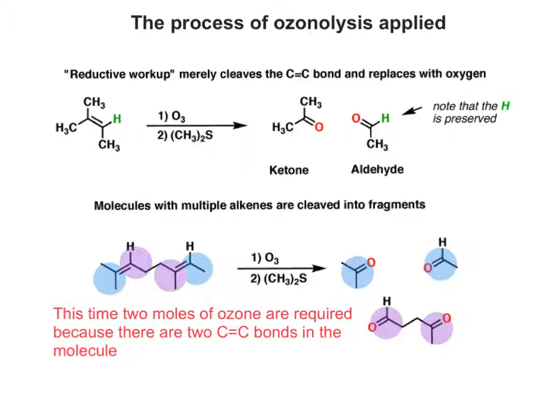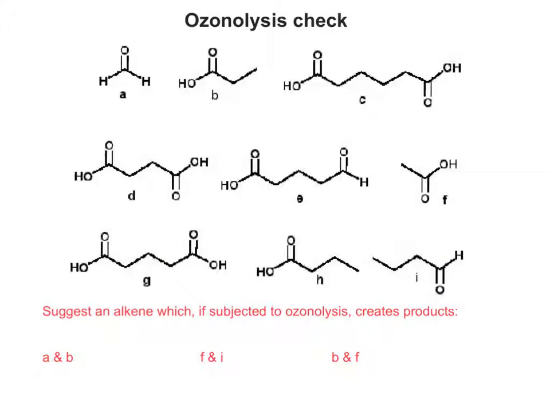Okay, so let's now look at a slightly more advanced example. For this one, you might want to pause the video a little bit and just have a think about the combinations that I put at the bottom of the screen. Grab a piece of paper and see if you can work out what the original alkene was if these product combinations are made after ozonolysis.